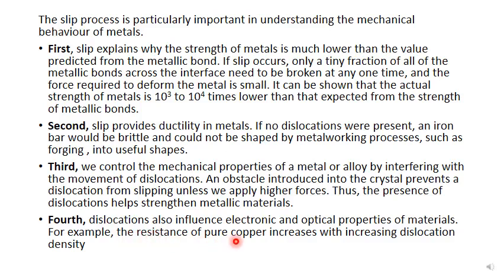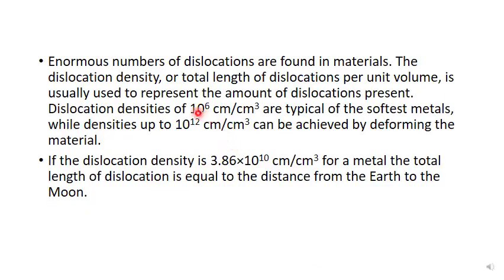Dislocations also influence the physical properties of materials, of metals and alloys. For example, the electrical and optical properties of metals are significantly affected by the number of dislocations. For example, the resistance of pure copper increases with increasing dislocation density.